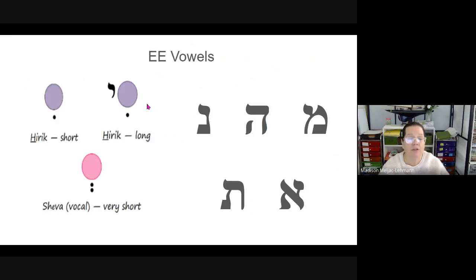Okay, our E vowels are hiriks and our shavas. Again, hirik short is a single dot. It's kind of like the period at the end of the sentence. You put it down and you move forward. Our hirik long has a dot underneath, and then we add our yod to it. And our shava at this stage, vocally, it's either very short or more often, it's just not anything. It's a syllable marker, and we're going to talk about that more in the final week's class. So again, we have me, he, and that's how those sound.